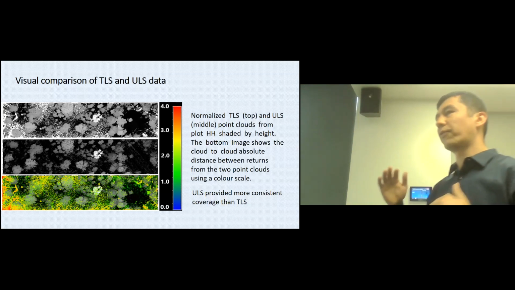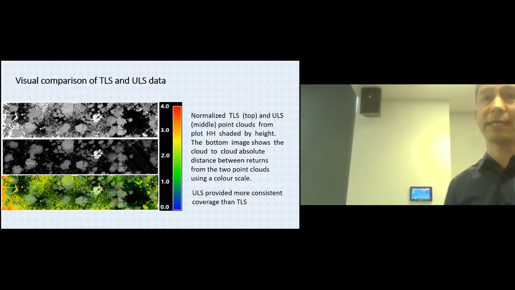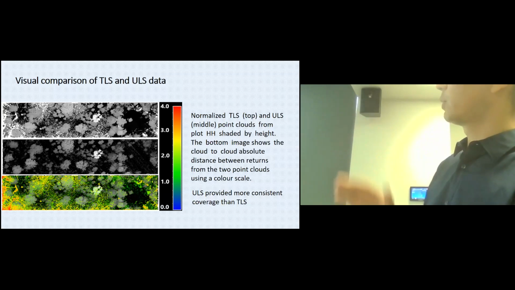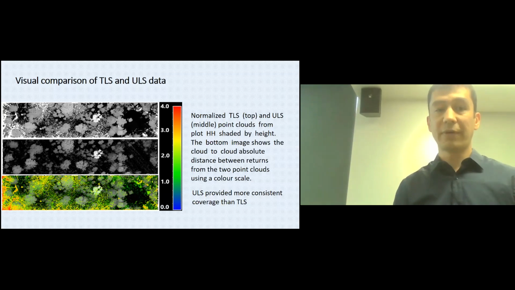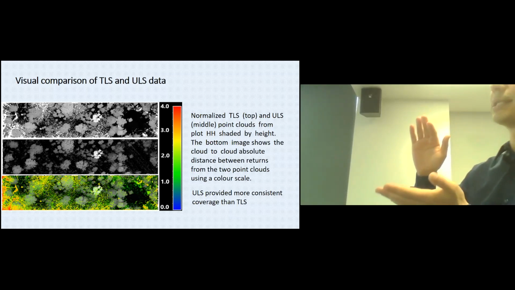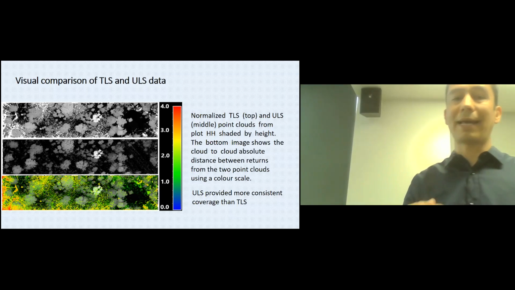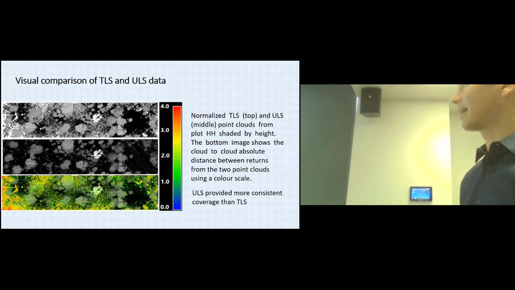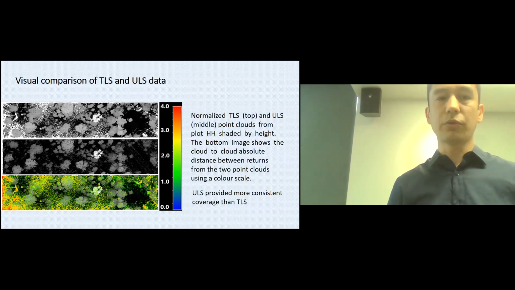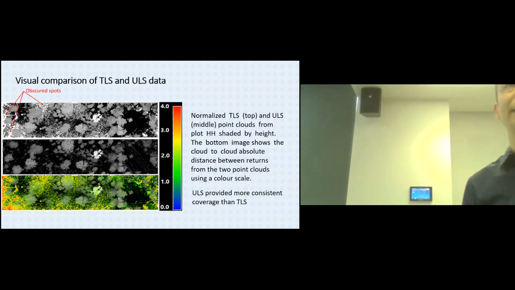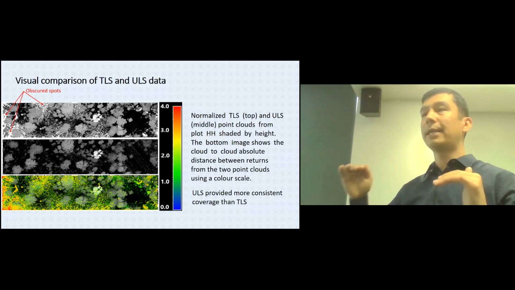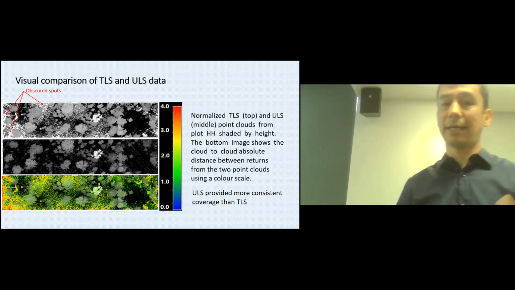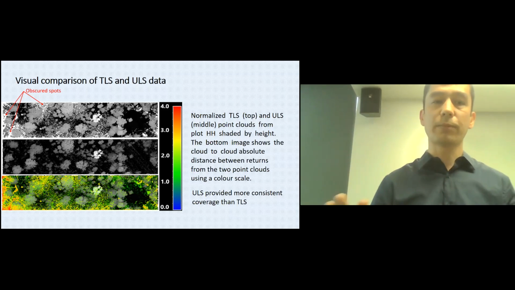After lots of data processing, like merging, removing noise, and so on, this is the visual comparison of TLS and ULS data. First of all, the gray image is colored by height, so lighter gray shows the higher points and lower points are black. You can see some occlusion or obscured spots in the TLS. It's because TLS cannot see if there is some bush or more ground layer vegetation. Therefore, it has some obscured spots.